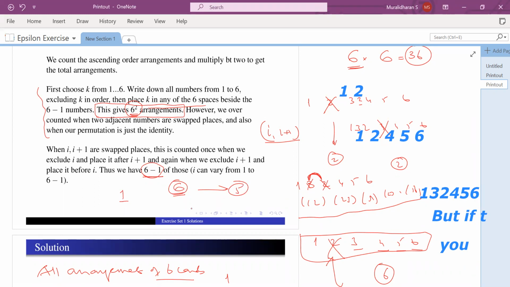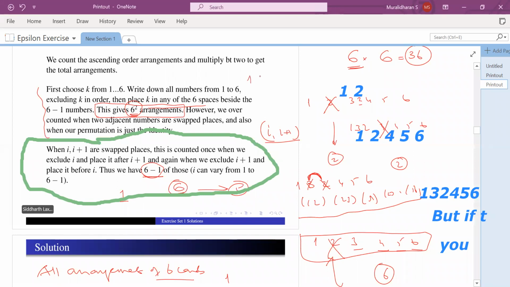Okay, so when our permutation is just the identity, we are overcounting it 6 times. And when I and I plus 1 swap places, when the two numbers are swapped, it's counted twice. I can vary from 1 to 6 minus 1. For instance, let us look at this permutation: 1, 3, 2, 4, 5, 6.